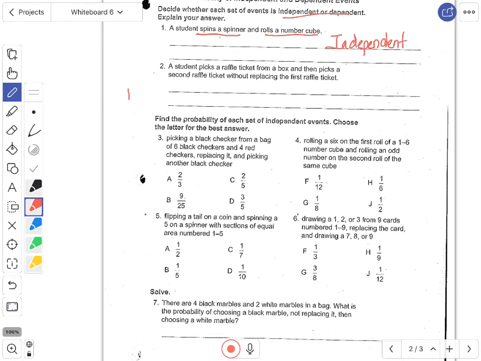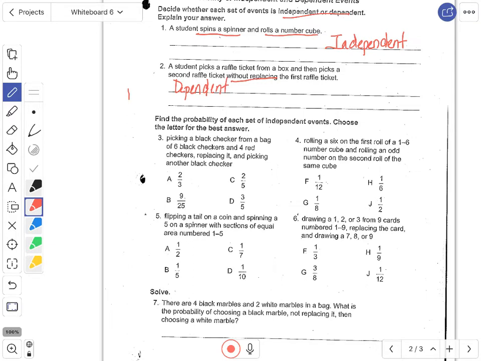Okay? Then it says a student picks a raffle ticket from a box and then picks a second raffle ticket without replacing the first one. Okay? Notice you pick a ticket out of the box. Let's say there's 10 tickets in there. They don't replace the first one. So how many do you have to choose from for the second one? 9. So these are dependent. One does affect the other one.